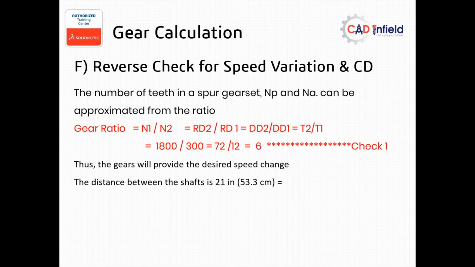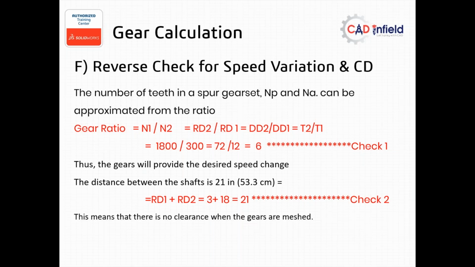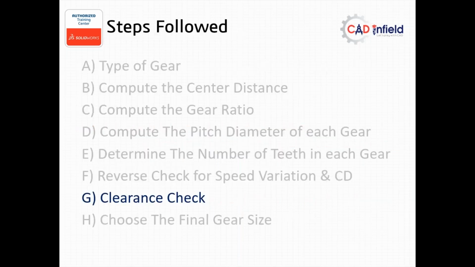The second thing is the distance between the shafts. We have RD1 plus RD2, which is 3 plus 18 equals 21, again giving the same. But the most important thing here is that both these PCDs are in tangent. It means no clearance between the two PCDs, and we must have a small amount of clearance. For that purpose we need a small gap between the two PCDs, so we'll require a clearance check.